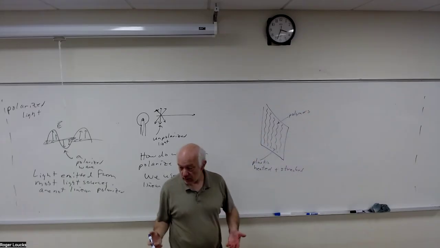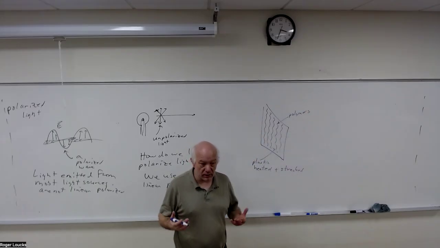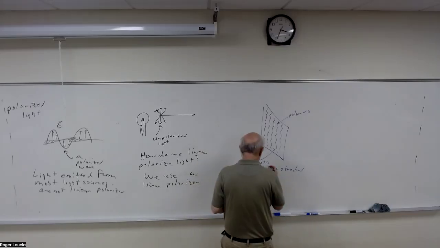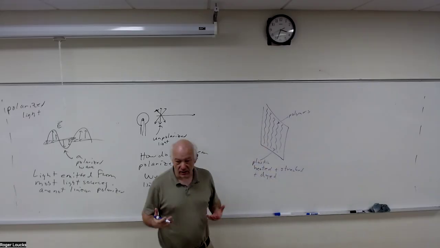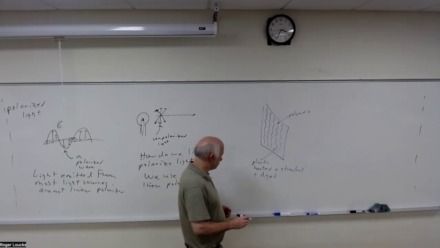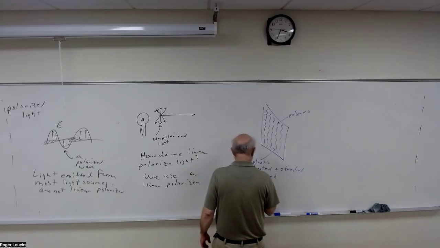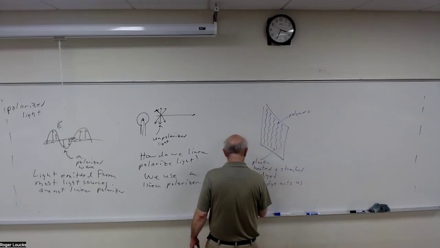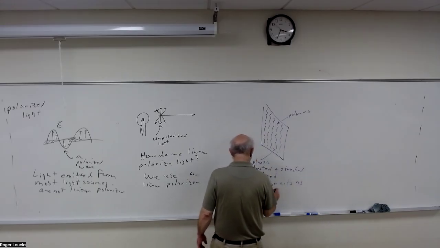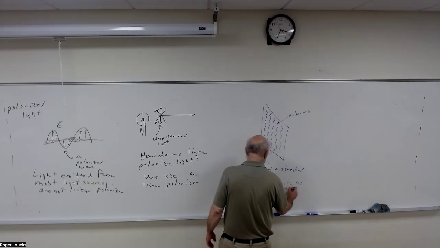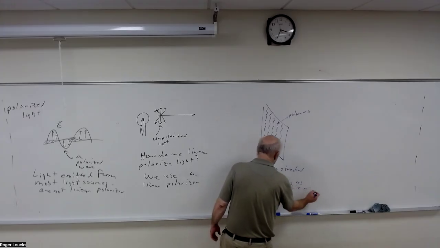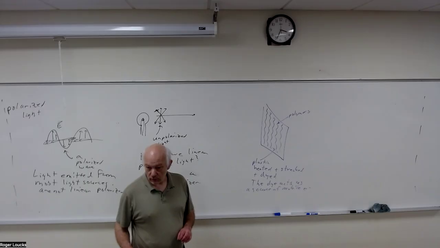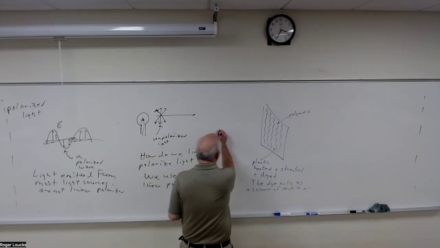And they're just long chains of molecules. You basically put a dye in here. So the plastic is heated, stretched, and dyed. The dye is going to act like a source of electrons. The dye acts as a source of mobile electrons.